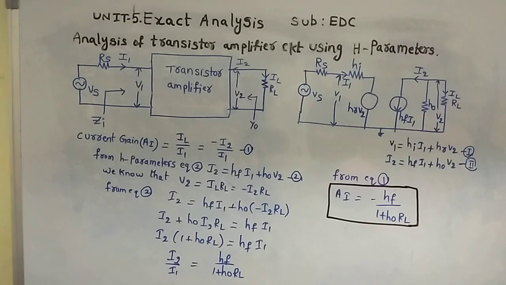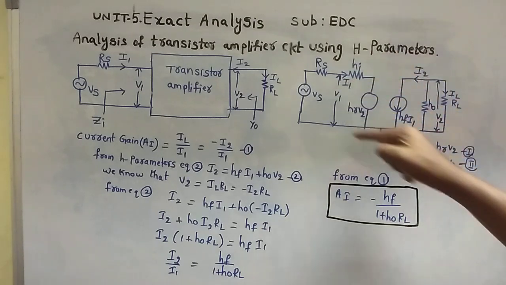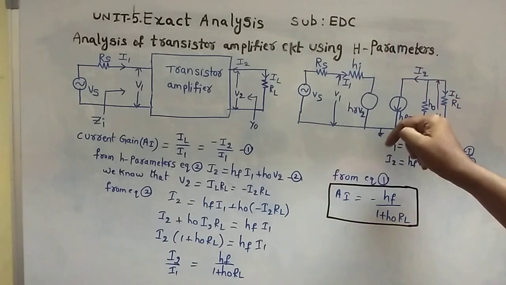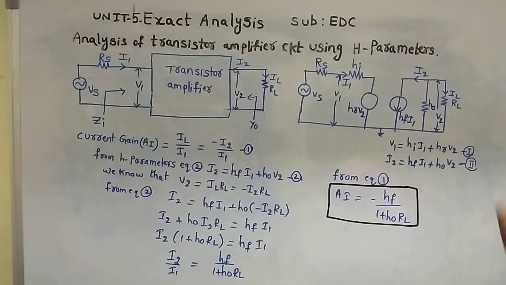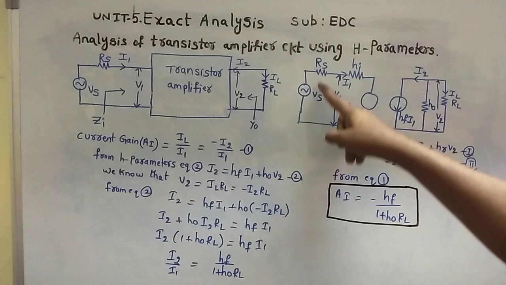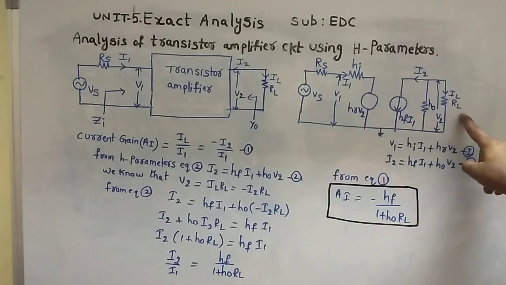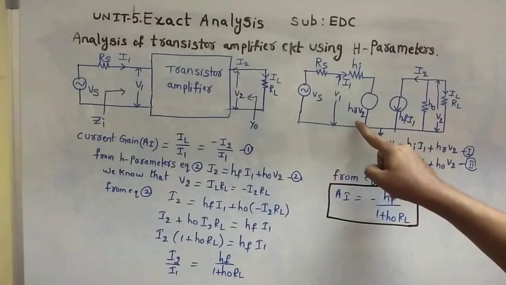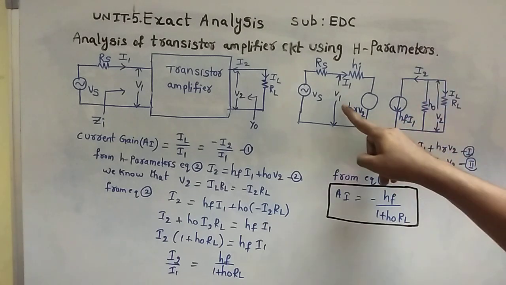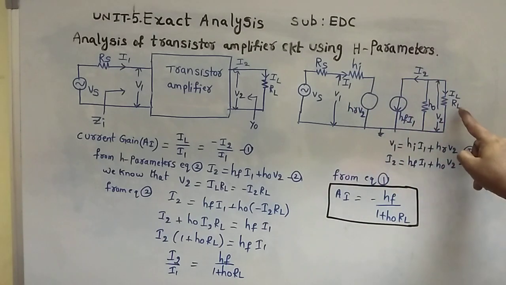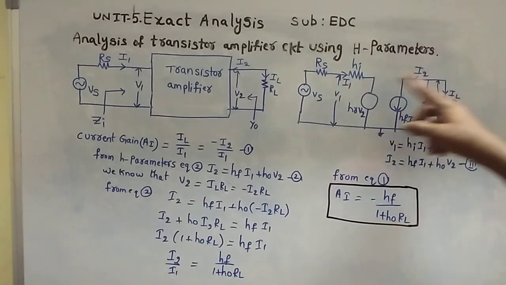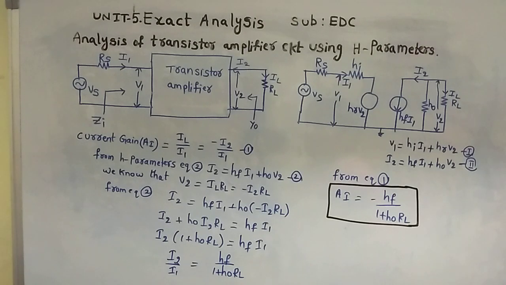This circuit is the equivalent hybrid model circuit without Rs, Vs and ZL. If it is acting as an amplifier, we have to take Vs and Rs and the output across RL. The input current is I1, output current is I2, input voltage is V1, output voltage is V2, and the output is collected across the load resistance. For this hybrid model circuit, we have to find the current gain, voltage gain, input impedance and output admittance.